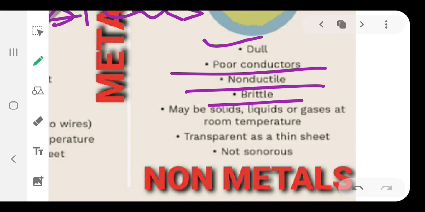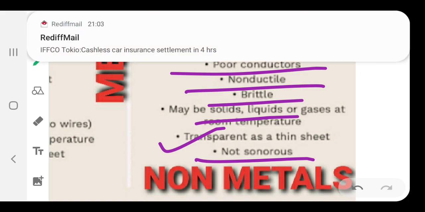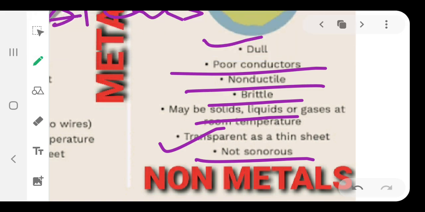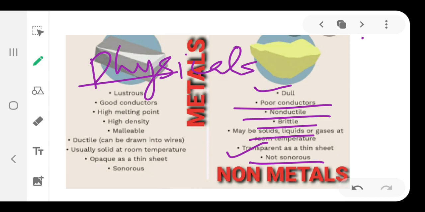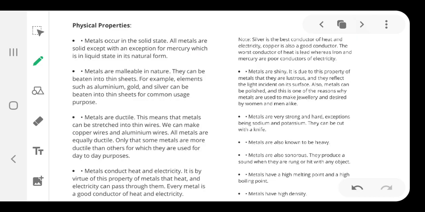Then, as we know, metals are generally solid. In the case of non-metals, they exist in all three states: solid, liquid, and gas. Then they are transparent, so they allow light to pass through them. And of course they are not sonorous. Not sonorous means they won't give you a musical note when you hammer them. So they are non-sonorous. So write down these things separately for your reference.